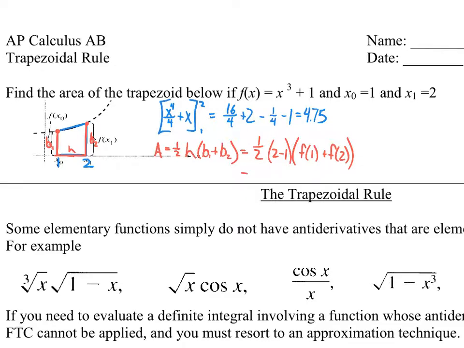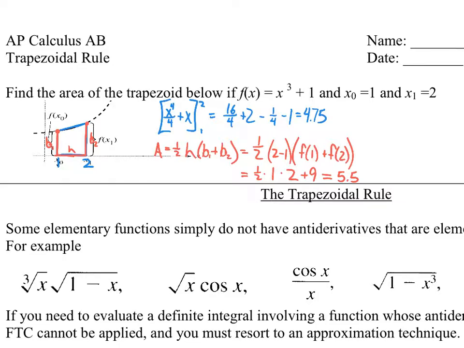So I have 1/2 times 1 times f of 1, which is 1 cubed plus 1, so that's 2, plus f of 2. 2 cubed is 8 plus 1 is 9. So in this case, I get 11 times 1/2, which is 5 1/2. Relatively close to 4.75, but as you can see, we got a little more than the actual area under the curve.